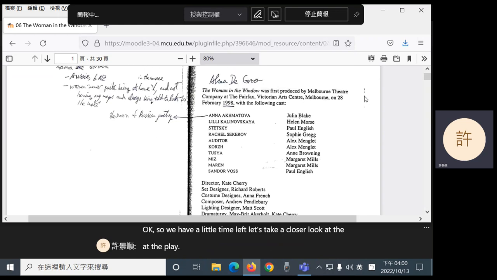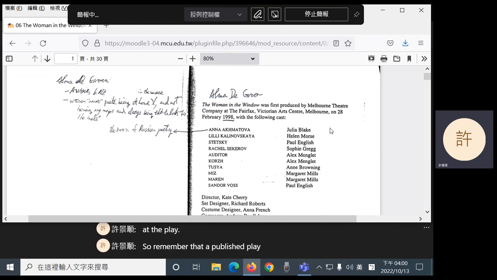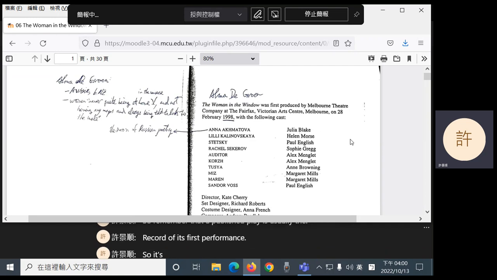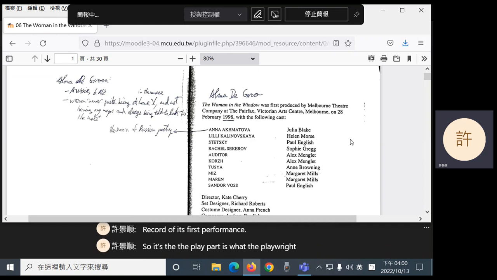So remember that a published play is usually the record of its first performance. So the play part is what the playwright has written, but it also gives us information about the premiere. This is an important part of theater history.